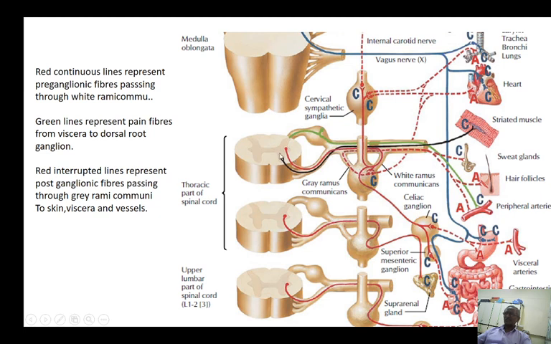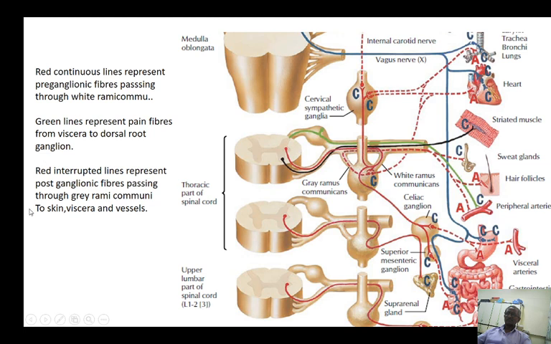See, the red continuous line represents the preganglionic fibers which are passing through the white rami communicantes, and without synapsing here they are going to the ganglion in the abdomen, that is the celiac ganglion. So these are the preganglionic fibers passing through the white rami communicant. Green lines represent the pain fibers from viscera to the dorsal root ganglion directly. These green fibers are passing through the spinal nerve itself.